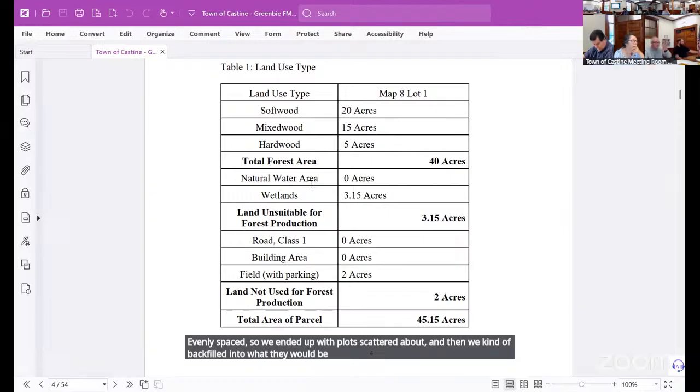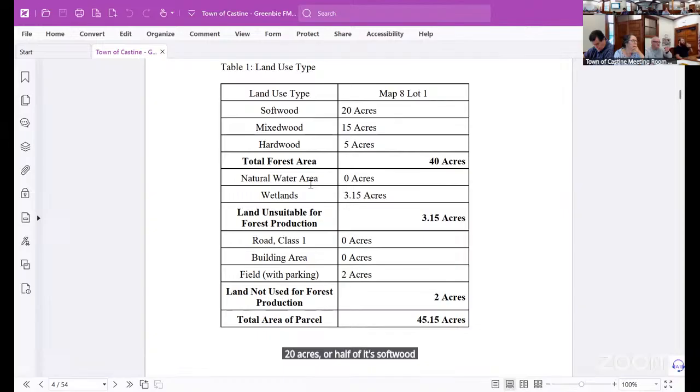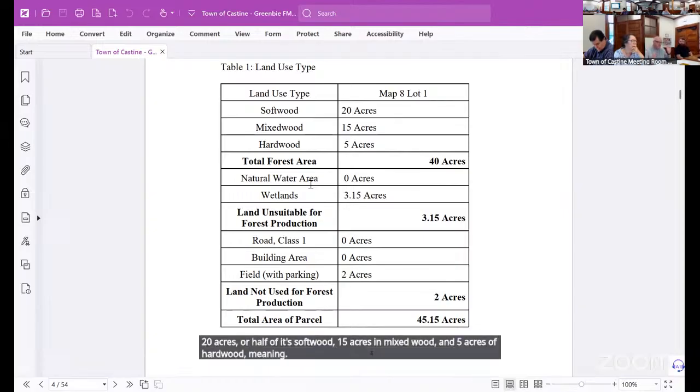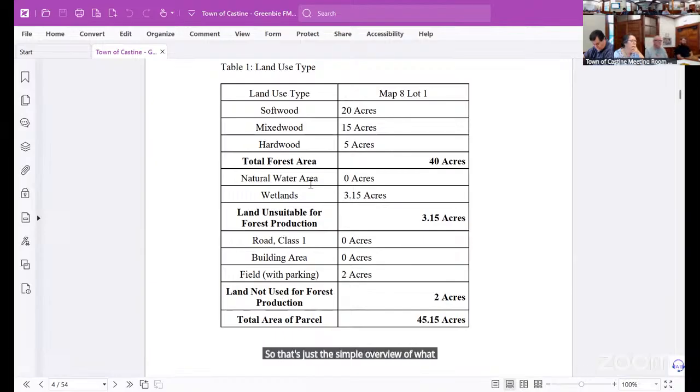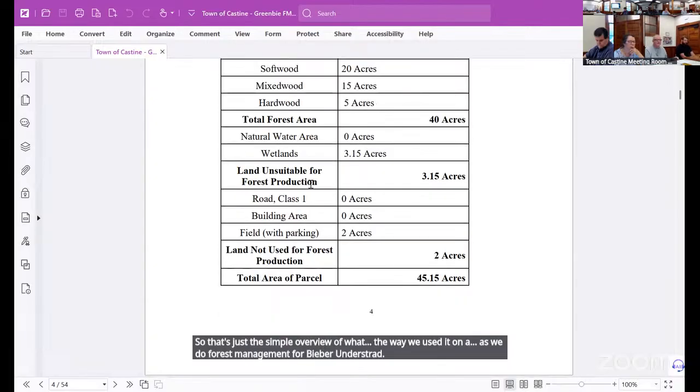And it turned out, you can see 20 acres, or half of it, softwood, 15 acres in mixed wood, and 5 acres of hardwood. So that's just a simple overview of the way we used it as we do forest management for people to understand. If you just go to the next page.